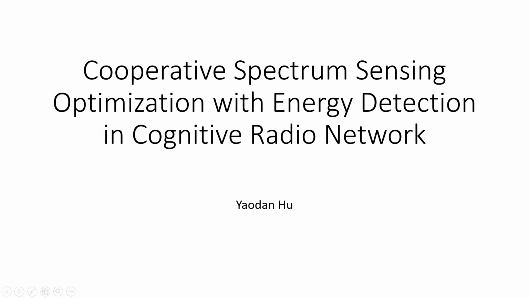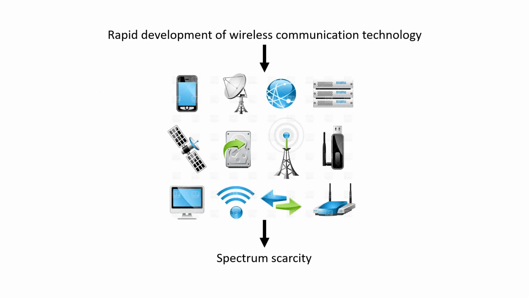Hello everyone, this is EEL, and today I will talk about cooperative spectrum sensing optimization with energy detection in cognitive radio network. Nowadays, with the rapid development of wireless communication technology, such as cellular mobile phones, satellite televisions, Wi-Fi, Zigbee, and Bluetooth, we are suffering from spectrum scarcity.